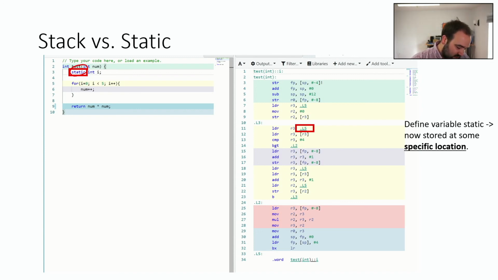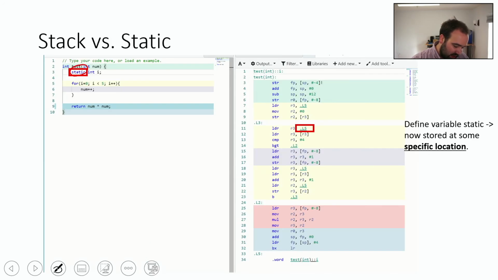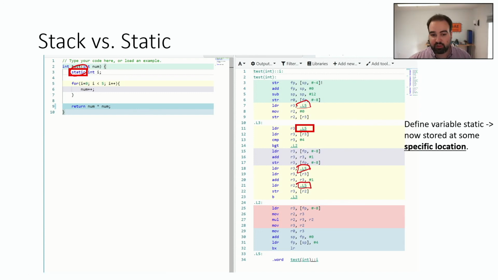And what you can see is that our load operation, before, was at some offset from the frame pointer, and now we just see some label, L5, L5, L5. This label is actually a fixed location in memory that is always representing that variable. And you can see here, in fact, it's defining that this label is some location in memory.